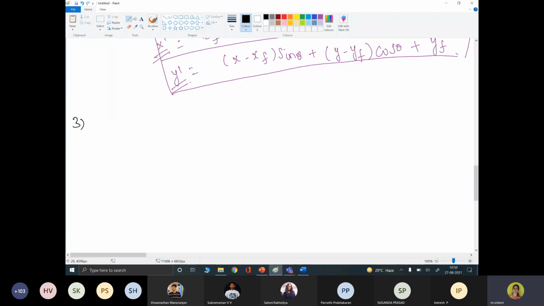The third transformation is scaling. In the previous two cases, translation and rotation, the object size is not changed. Either the object is moved in a circular path or it can be moved in a straight line, but the shape of the object remains the same. But when it comes to scaling, it changes the shape of the object. It alters the shape of the object. Either it can be smaller or it can be bigger.